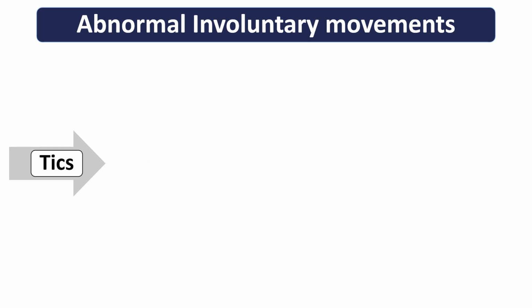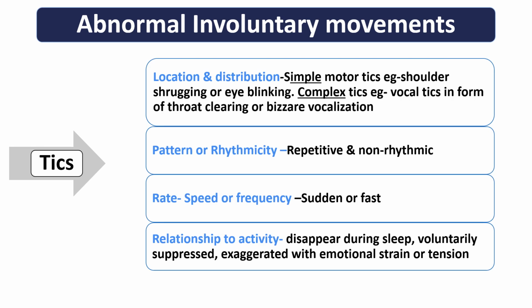Another abnormal movement is tics. It is a very common condition in children. To define the tic, either we label it as a simple motor tic if the patient has simple movement, for example shoulder shrugging, eye blinking, facial twitching. We label complex tics if the patient has vocal tics, some abnormal vocalization in the form of throat clearing or some bizarre vocalization. It is repetitive and non-rhythmic. It can be sudden or fast, and it disappears during sleep.